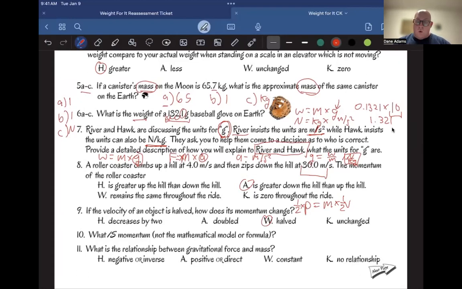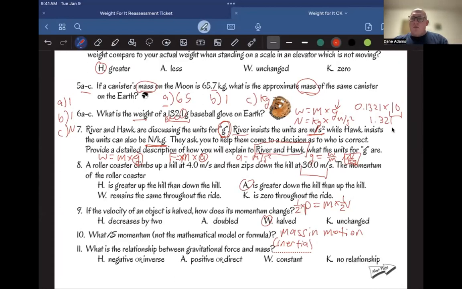Number 10 reads, what is momentum? Don't state the formula, but tell me what it is. Remember, this came straight out of the study guide. We said it over and over and over again. Momentum is mass in motion. You could replace the word mass with inertia in motion. Either one would be fine with me. Or you could have said mass that is moving, inertia that is moving, the movement of mass, the movement of inertia. I think they all mean the same thing.